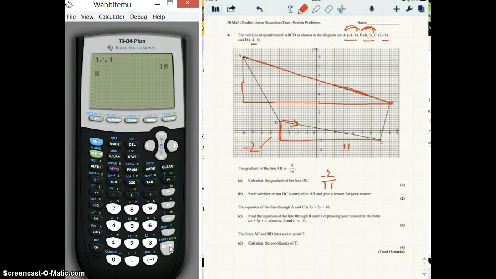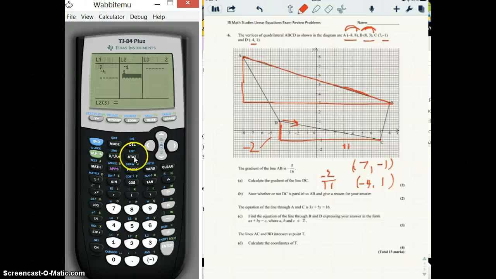We could also do that using the coordinates, 7, negative 1, and negative 4, 1. And so we'd take the difference of 1 and negative 1 divided by the difference between 7 and negative 4, right? And remember, there's also the calculator method, and I'll show you that here. We could put those two points into the calculator using StatEdit. So we would put the x's in the L1 column, so I'd put 7 and negative 4. And in the other column, the y column, I would put negative 1 and 1.